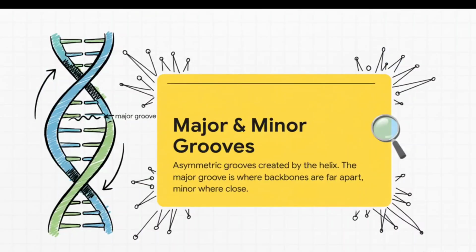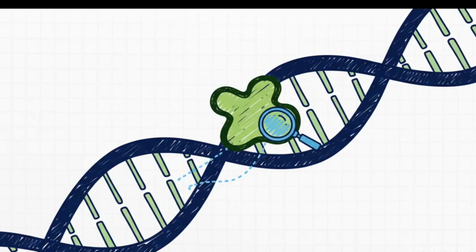Now, you might think this twisting creates a perfectly smooth, symmetrical spiral, but it doesn't. Instead, it actually forms 2 different kinds of indentations, or grooves, along the sides. There's a wide, spacious one called the major groove, and then a much tighter, narrower one called the minor groove. And this is such a brilliant example of how structure creates function.